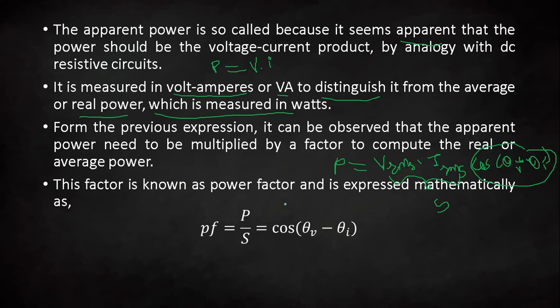So this factor is generally known as the power factor, and mathematically, if you just take S in the denominator of P, you will get power factor equal to P divided by S. It can be represented by the cosine of the angle difference, theta V minus theta I. Here theta V is the phase angle of voltage and theta I is the phase angle of current. So if you know the phase angles of voltage and current, and take the cosine of the angle between them, you will get the power factor.